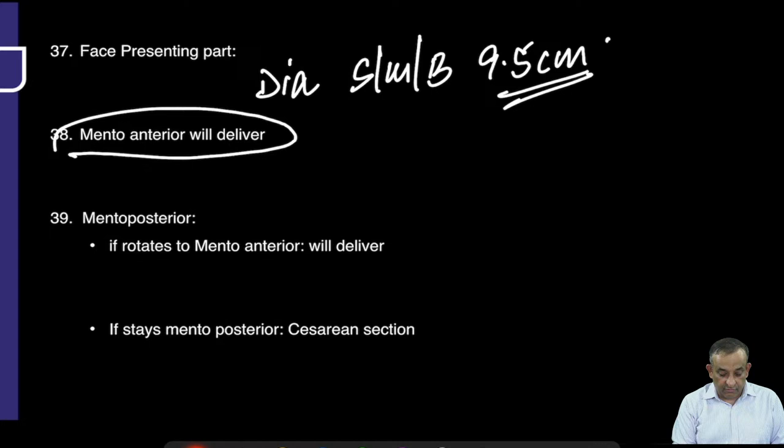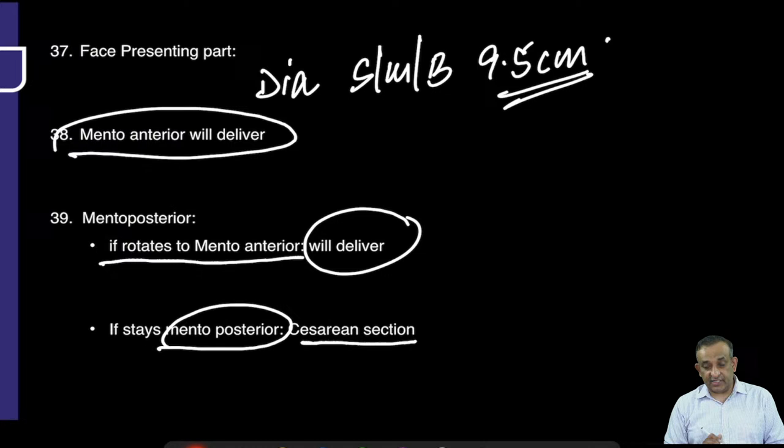Now, if mento posterior is there in the pelvis, if it rotates to mento anterior, that will also deliver. But if it stays mento posterior, you'll have to do a cesarean section. Please mark my words, face will deliver only when face is mento anterior. When face is mento posterior, it has to rotate to anterior to deliver. If it rotates, it will deliver.